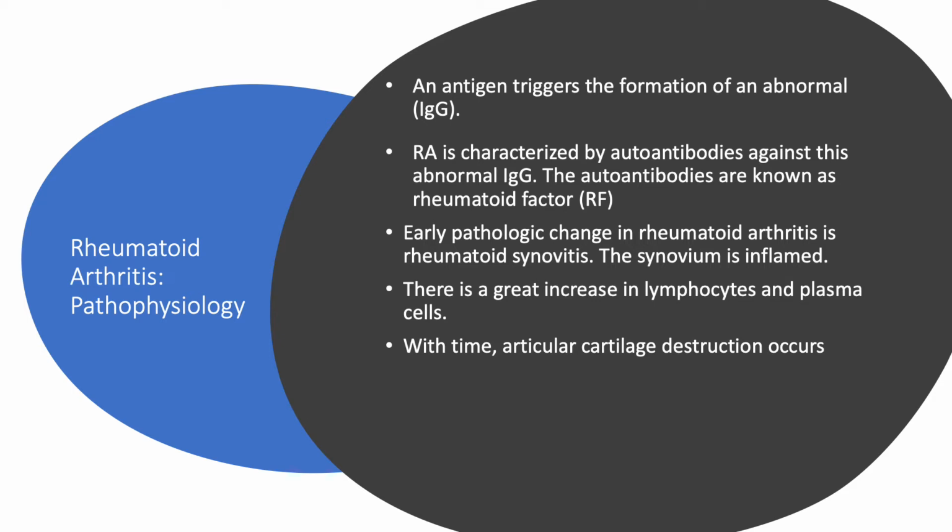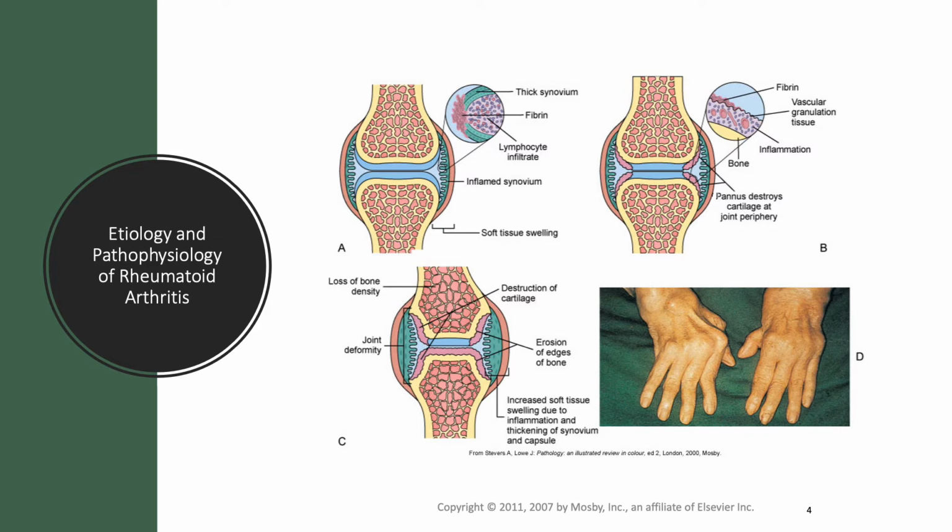So figure A shows the inflammation that's beginning at the beginning of the disease process. The area inside the synovial membrane, or the lining around the joint, is getting inflamed. And there can be some tissue swelling around it. Figure B shows a more advanced illness where the inflammation is starting to spread into the cartilage around the joint, and the joint itself is starting to become weakened.